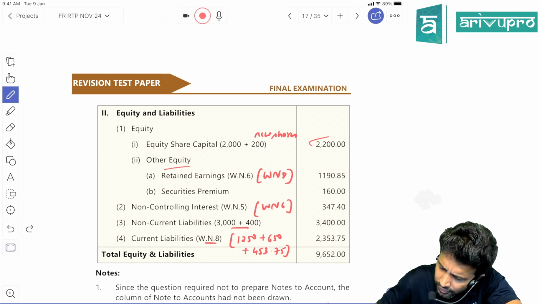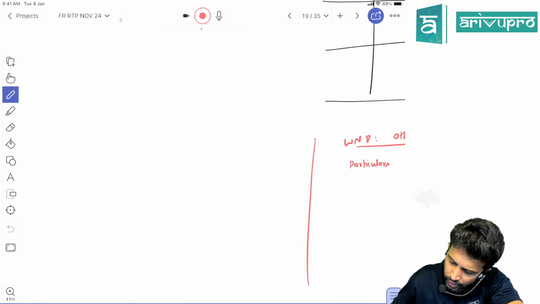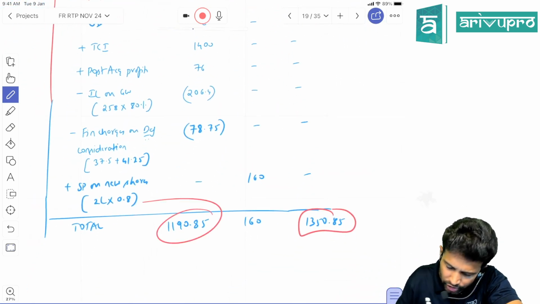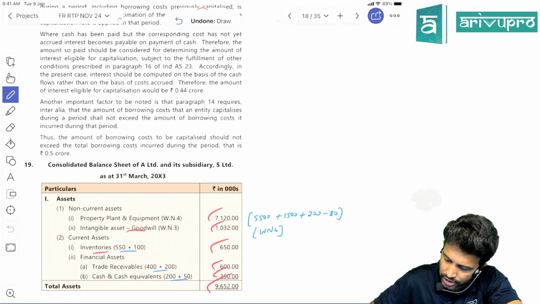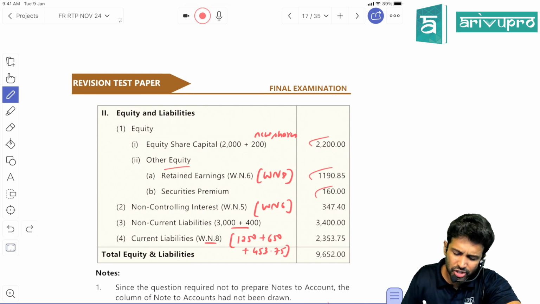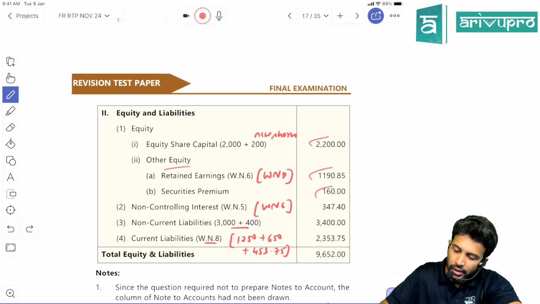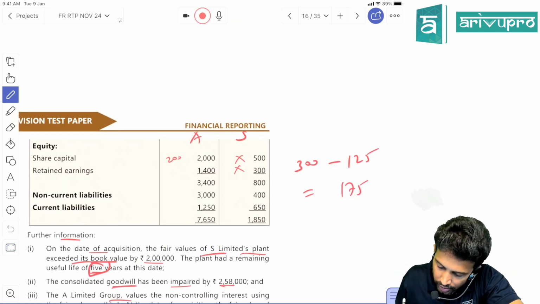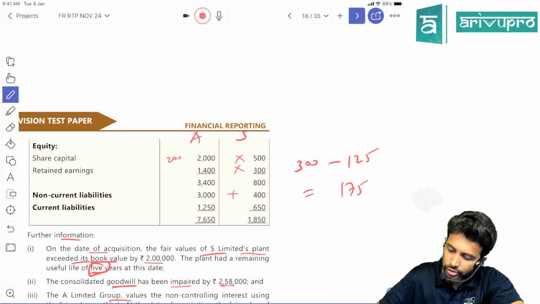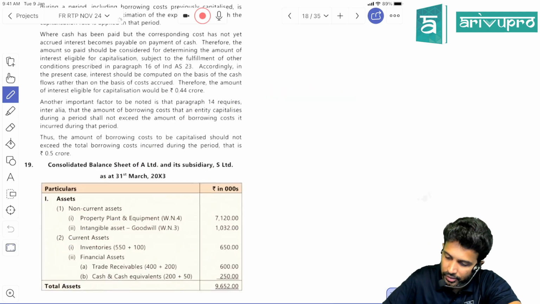It's okay. If you check our working note, what is our working note number 8? Here. Retained earnings 1190.85. This is 160. 1190.85 and 160 security premium. You can add up these two and show directly other equity as the added number only. No need to give breakup. Then what else will come? Non-current liability, these two additions, so 3,400 directly. Okay, non-controlling interest, do not forget. That came as per our working note.